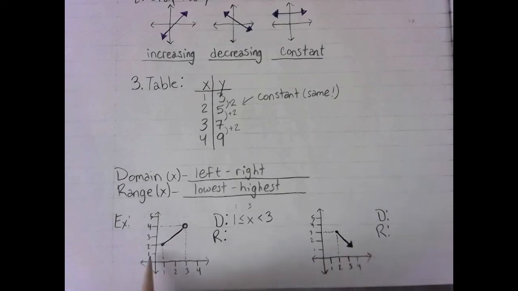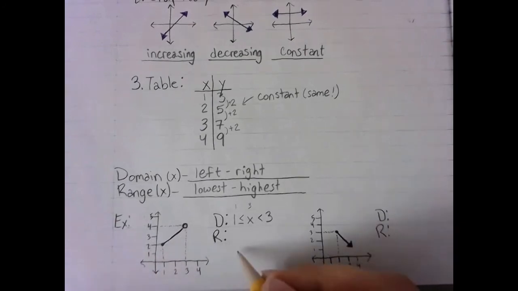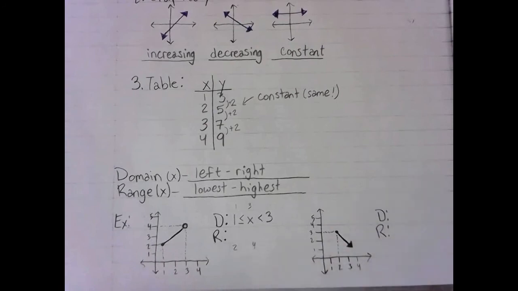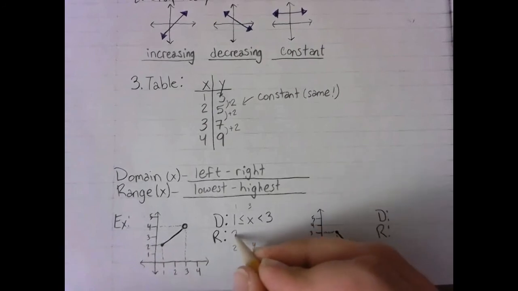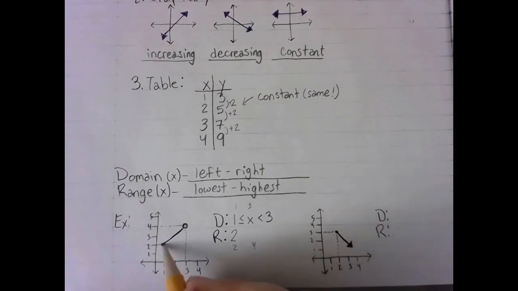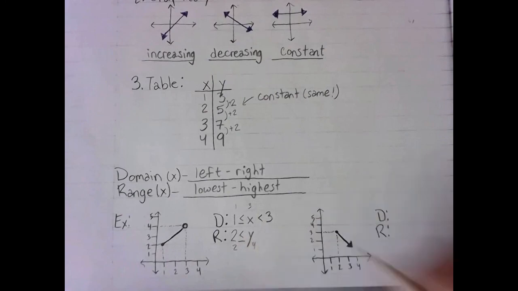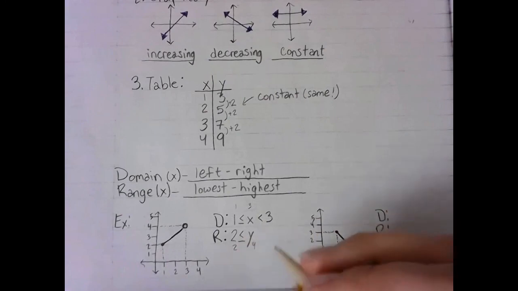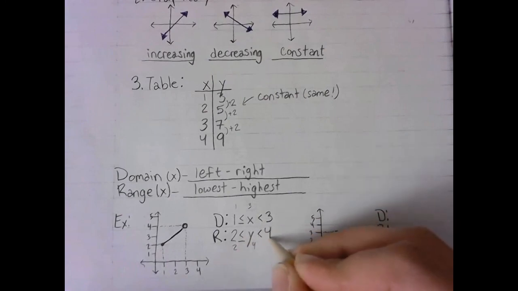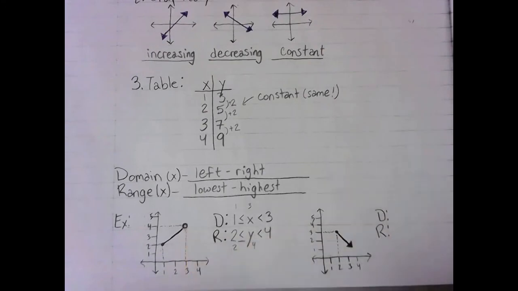Range, we're going to do the same idea. So our range, let's look. Our smallest number on the range is a 2, so I'm going to make a little note, 2. And our biggest number is a 4. So that means 2, and since it's a closed dot, we want less than or equal to y, because range is y. And that's going to be less than 4, because again, we have an open circle, so it cannot be equal to.